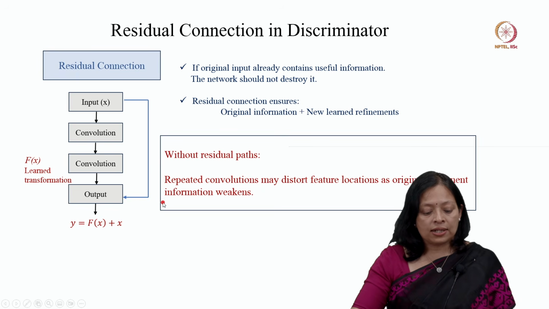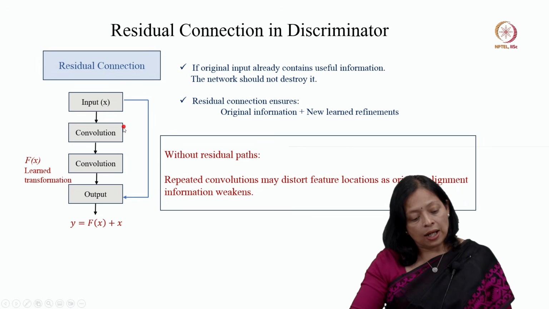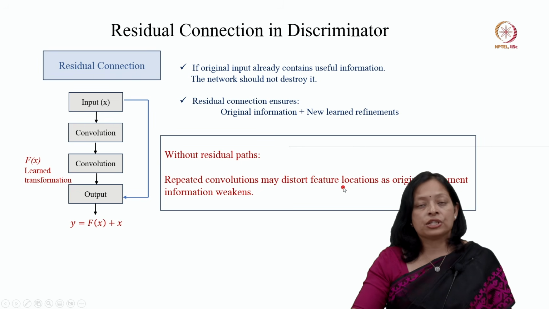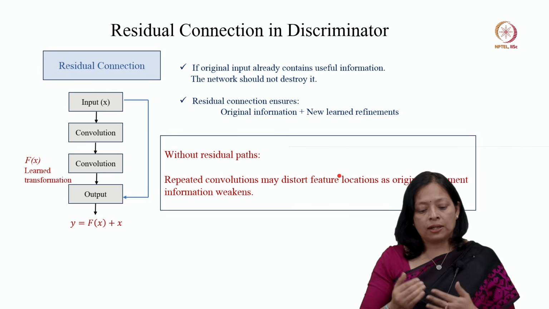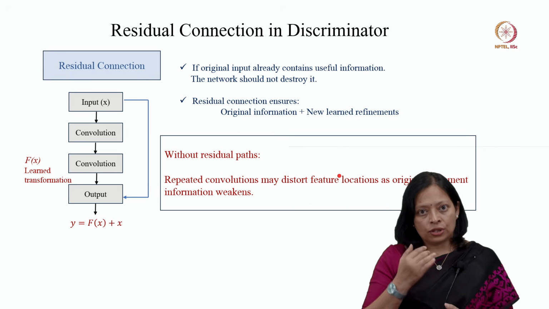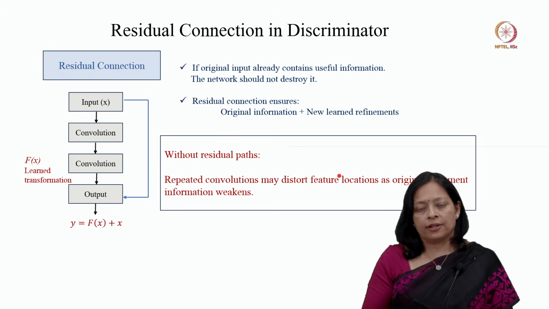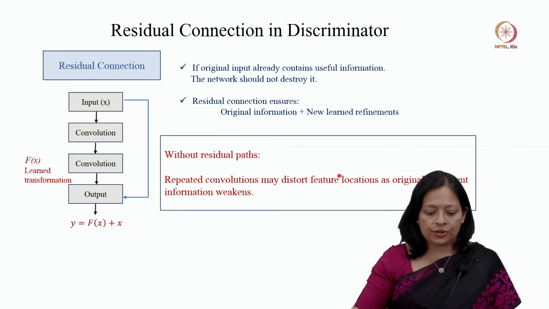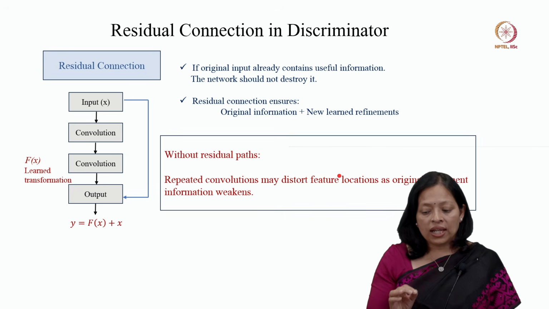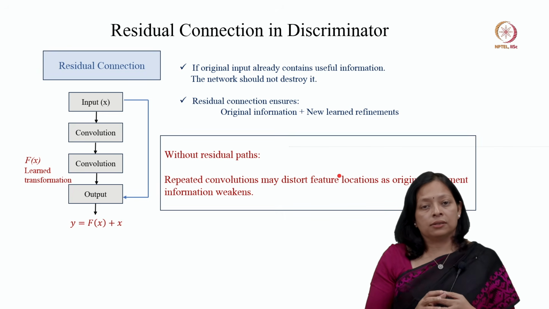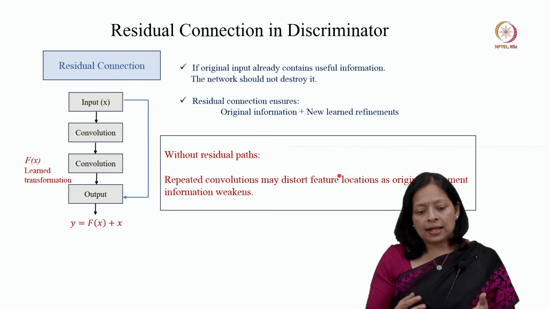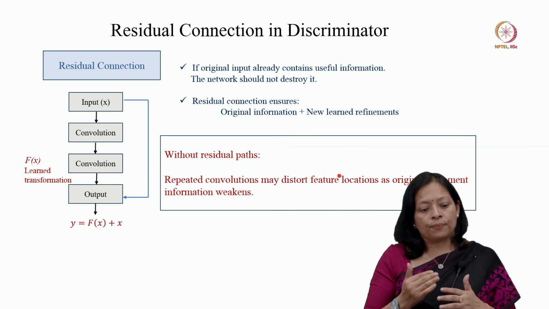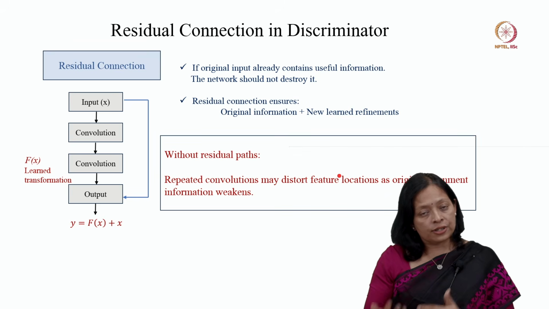Without residual paths, what happens? The repeated convolutions, as we were telling before, may distort the feature locations. So the spatial misalignment gets accumulated over the multiple convolution layers through which the feature maps are getting processed, and this weakens the initial alignment information that was there in the original feature map. That is how the discriminator overcomes the problem of a deep network using residual connections.